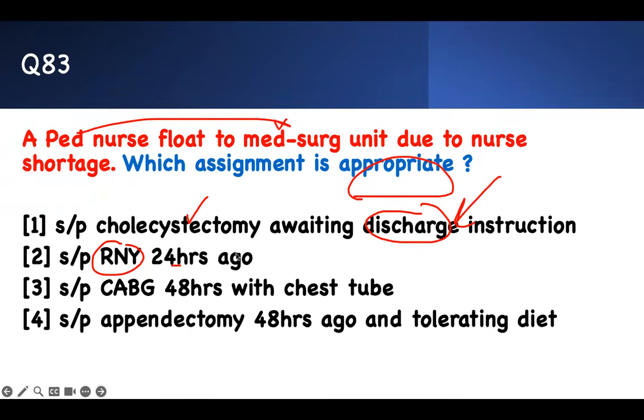Roux-en-Y 24 hours ago, yeah, there are things these people need to do, get out of bed, provide them specific teaching, diet, and all those things. A peds nurse doesn't know that. CABG 48 hours ago with a chest tube, yeah, this is too dangerous. Appendectomy 48 hours ago and tolerating diet, nothing to do. Probably all they need is pain management. So that one is good for the peds nurse. They see people who have appendicitis all the time. So they're familiar with kids with appendicitis.